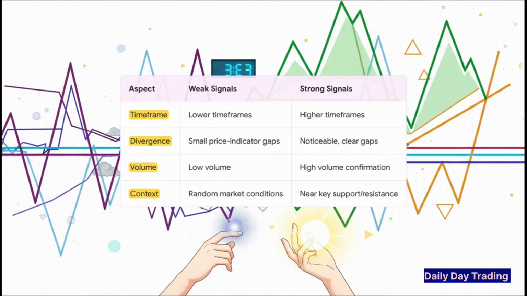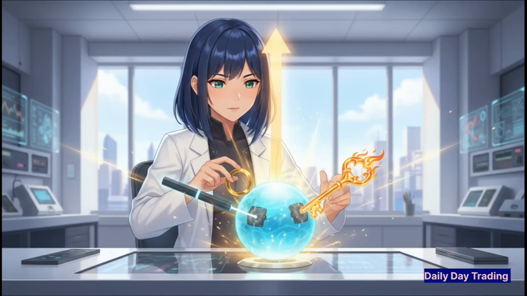A strong signal shows up on a higher time frame. It has a really clear, obvious gap between the price and the indicator. It's backed up by high volume, and, this is crucial, it happens near a major support or resistance level. Your job as a trader is to learn to ignore all the weak little whispers and just wait patiently for these big, loud signals. So what does this confirmation actually look like on a chart?